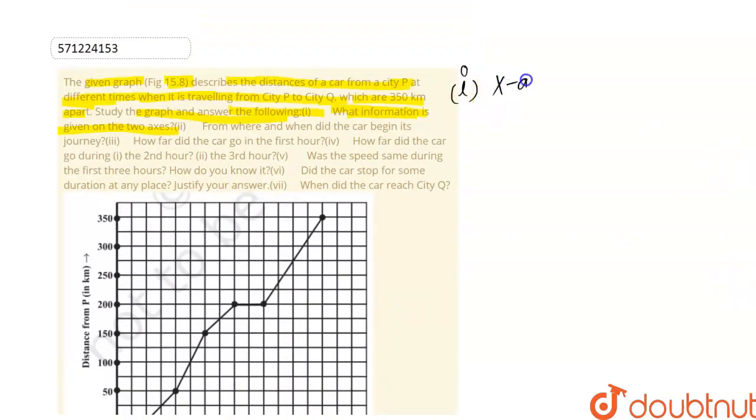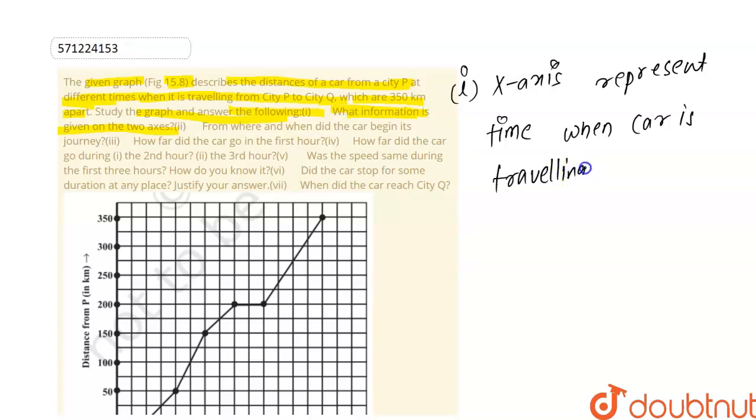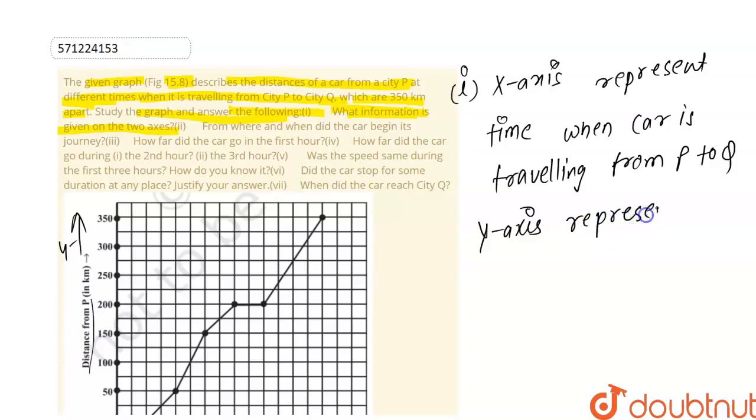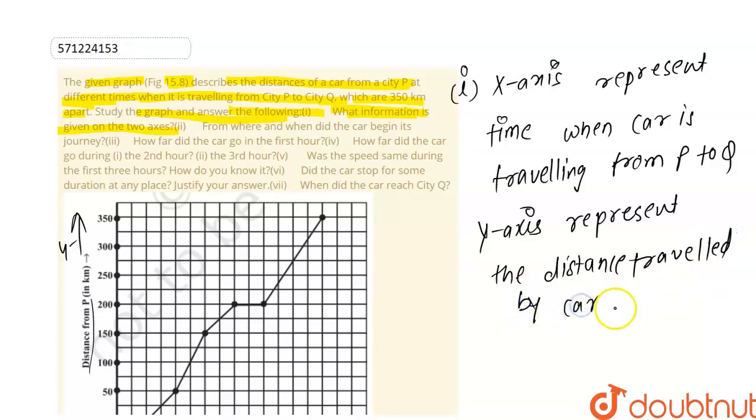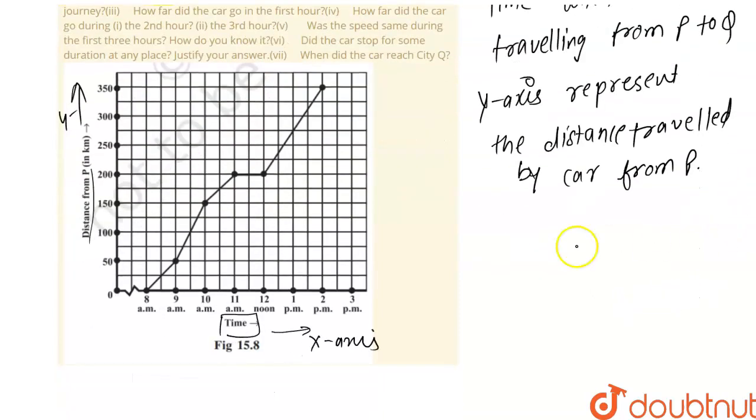Firstly, here you can see that this is our x-axis. The x-axis basically represents time, or you can say it represents the different times when the car is traveling from city P to Q, right? Now this is our y-axis, and the y-axis represents the distance from P. It is given, so we can say that the y-axis represents the distance traveled by the car from P.